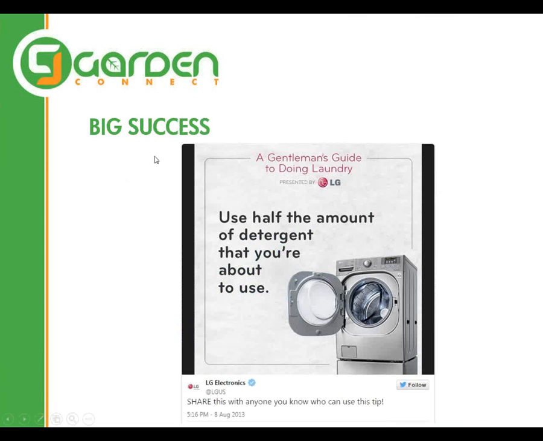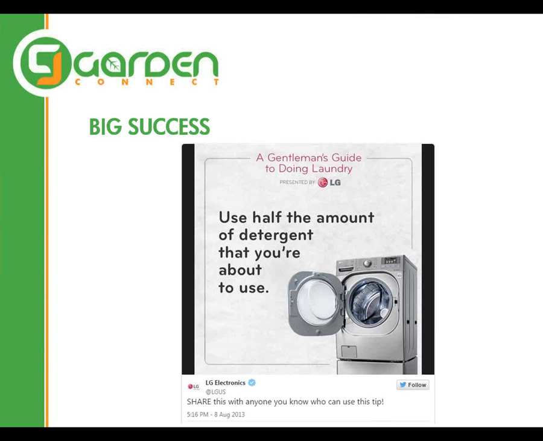A success: a gentleman's guide to doing laundry. Well, I'm a gentleman doing my own laundry, so I know for whom this message is. Use half the amount of detergent that you're about to use. LG posted this image on Twitter or on Facebook, and people were tagging each other. So if I was thinking, well, my colleague Frank should use less of it, I had to tag him, and everyone was tagging friends, brothers, nephews, uncles, etc. So this image went viral, and the message behind it, use less detergent, was sent across at the same moment. And it's a very successful way of communication.